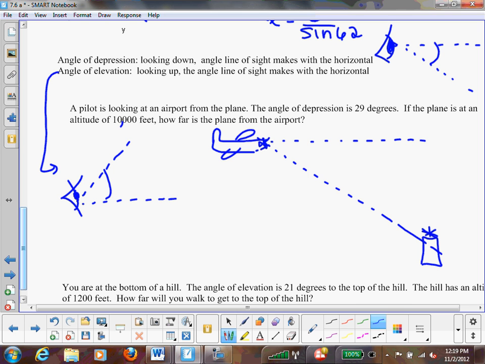Okay. So we're going to use some geometry here. Where is his angle of depression? Isn't it between these dotted lines? So we're going to say this is 29 degrees. Notice I have a right angle here. Wouldn't you agree? Created a right triangle, right? How tall, how far up am I?